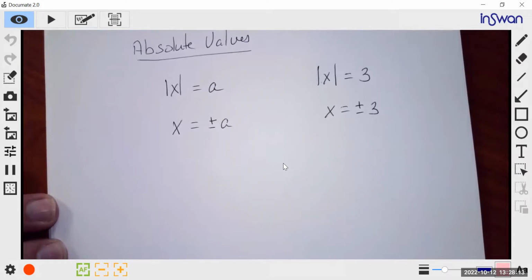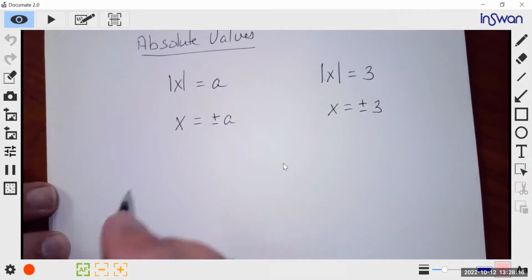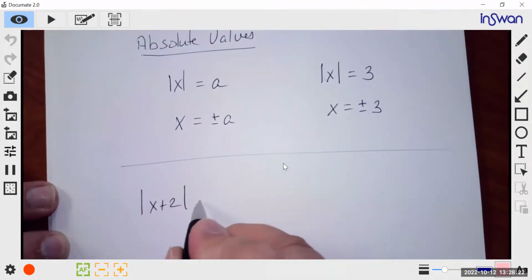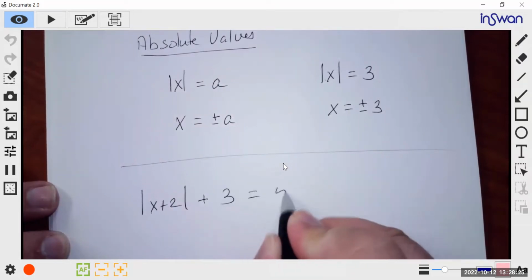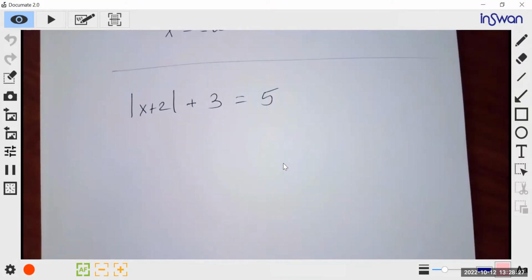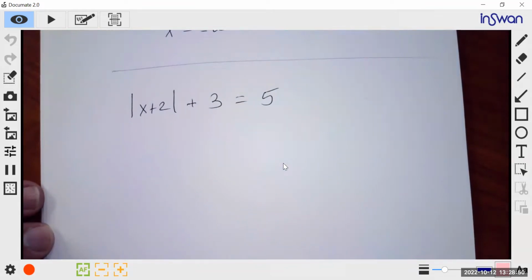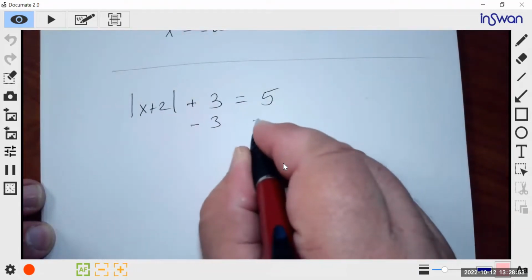Let me look for some. I'll make some up. Solve that. You have to isolate the absolute value, so we get rid of the 3 first. Subtract 3 from both sides.